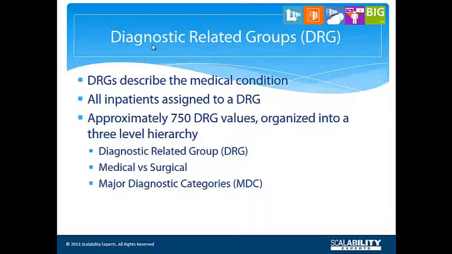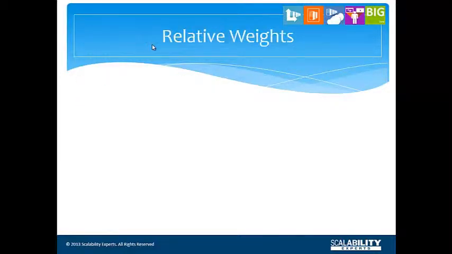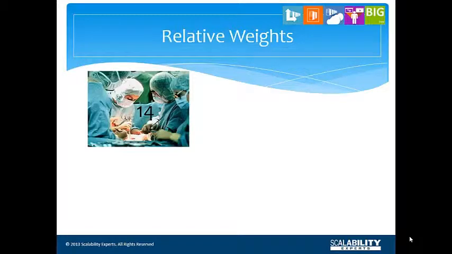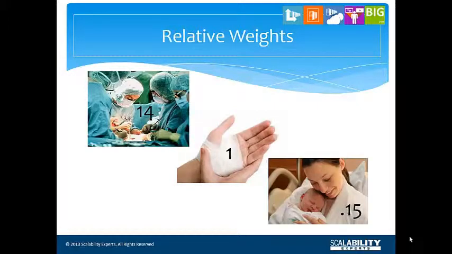Every DRG has a relative weight assigned to it that indicates the amount of resources required to treat patients in that group as compared to others. For example, a heart transplant without complication may have a value of, say, 14, a hand procedure for injury, a 1, a normal newborn, 0.15.